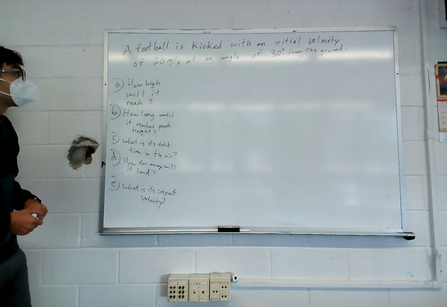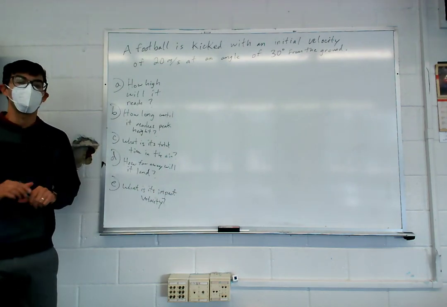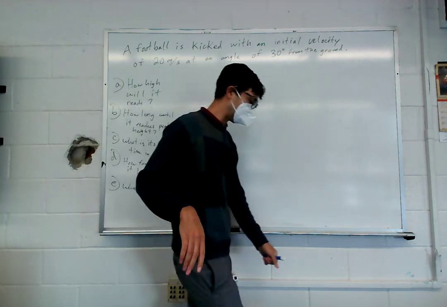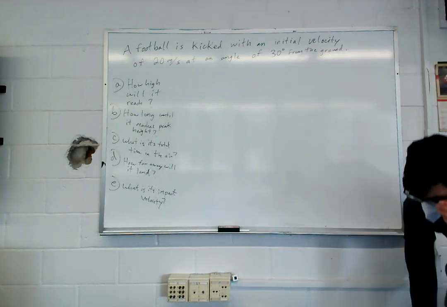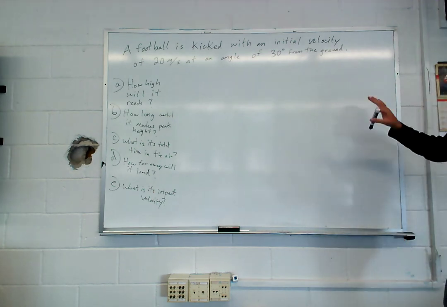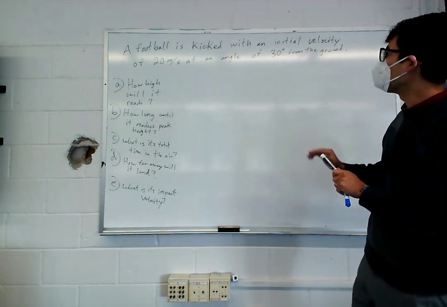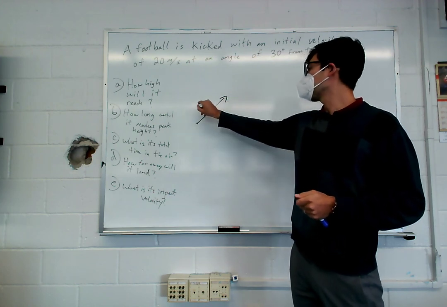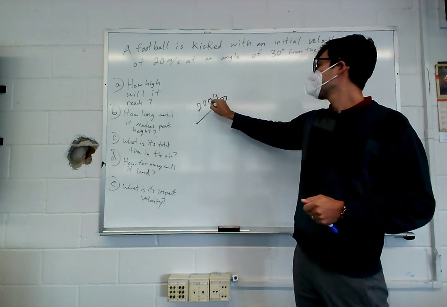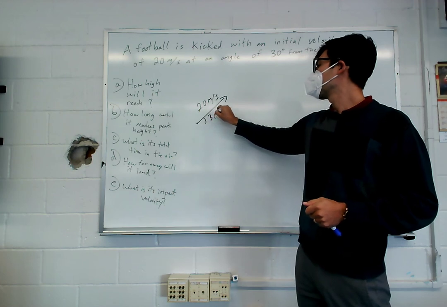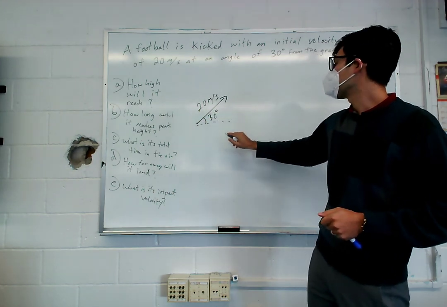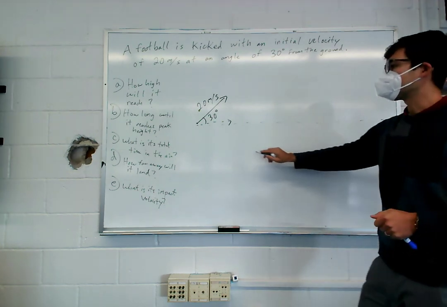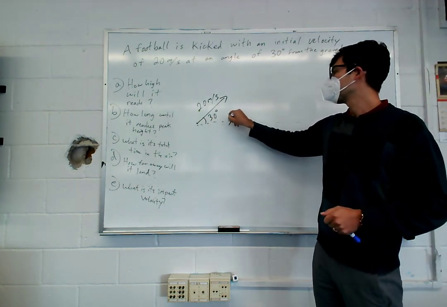Today we're going to analyze a situation where a projectile is launched at an angle. So let's take a look at this situation, and there you go, you see it in action. The question is, well, let's analyze the situation. A football is kicked with an initial velocity of 20 meters per second at an angle of 30 degrees from the ground. So if I have ground level here, that'd be this horizontal, and it's kicked at an angle of 30 degrees from the ground.